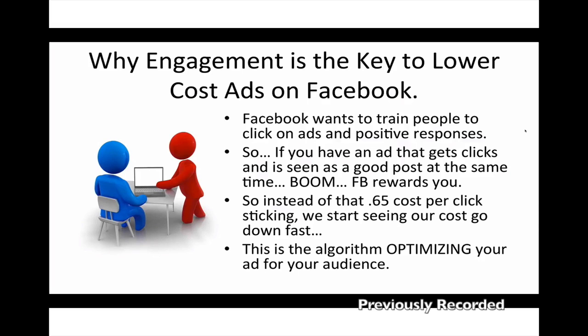Facebook really wants to train people in terms of behavior to click on ads and get positive responses. So, if you've got an ad that gets some clicks and is seen as a good post at the same time, boom, bingo, Facebook rewards you. In fact, the reward is significant. So instead of that 65 cent cost per click sticking with us, we start to see our cost go down rapidly. This is the algorithm optimizing your ad for your particular audience.